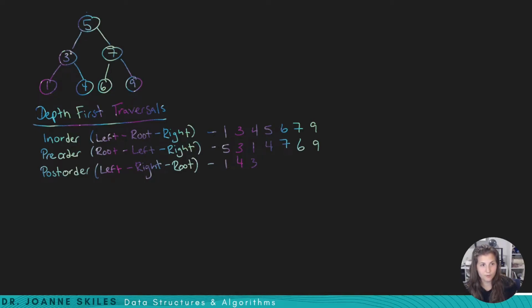So 5 is the root. We've already visited this left subtree. Now we need to visit the right subtree. So we do not outprint 5 yet. We go to 7. 7 has a left child, which is 6. So we outprint 6. Then we go back up to 7. It has a right child, which is 9. Then we outprint the root of this subtree, which would be 7. And then finally, we outprint the root of our overall tree, which is 5.